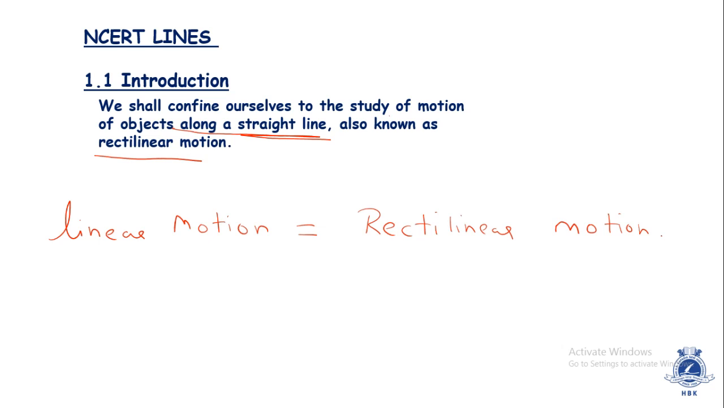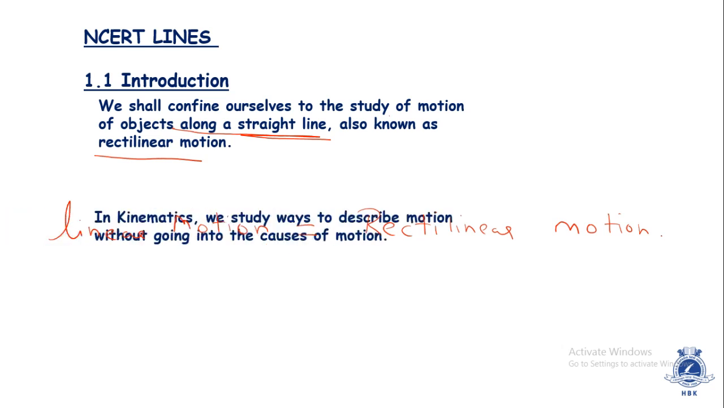So in this chapter we are going to study objects in motion on a straight line only. We are not going to study motion in two dimensions; that is in chapter number 4. This is also the definition of kinematics given in our NCERT: in kinematics we study ways to describe motion without going into its causes. So if we study motion but not its causes, then it is called kinematics.